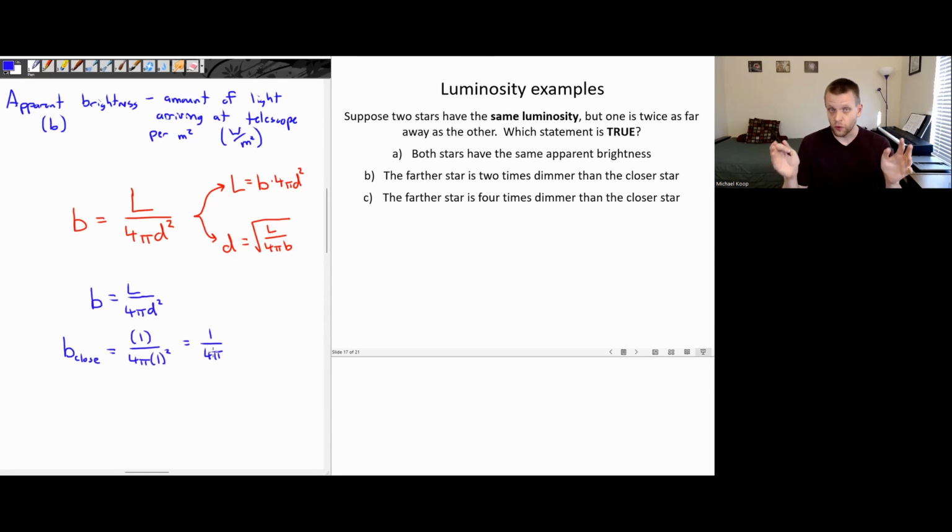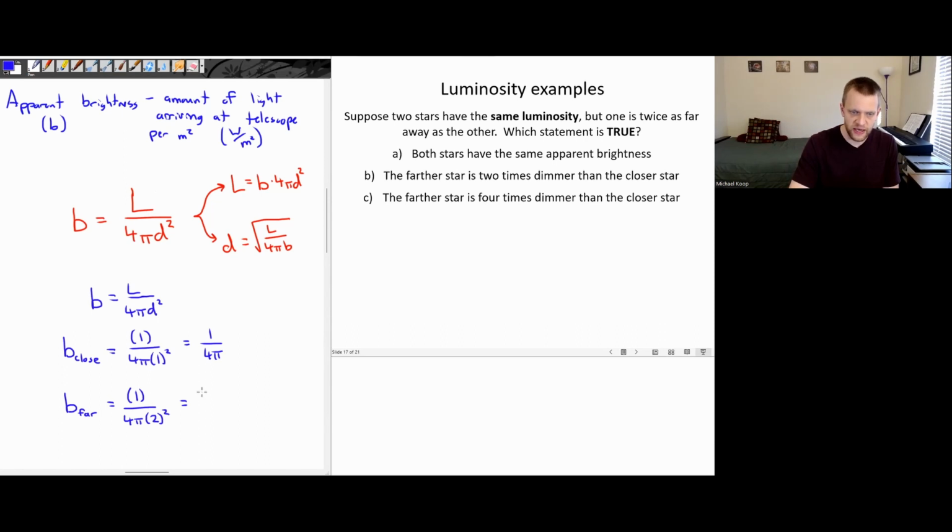In fact, since we know the 4 pi is going to cancel out, for these comparison style questions, it's sometimes easier to just drop the 4 pi. Just get rid of it. We'll do another example like that in a couple minutes. But in the far case, we're saying one star is twice as far away, but they have the same luminosity. So the luminosity, we don't change. But that distance, we're going to double.